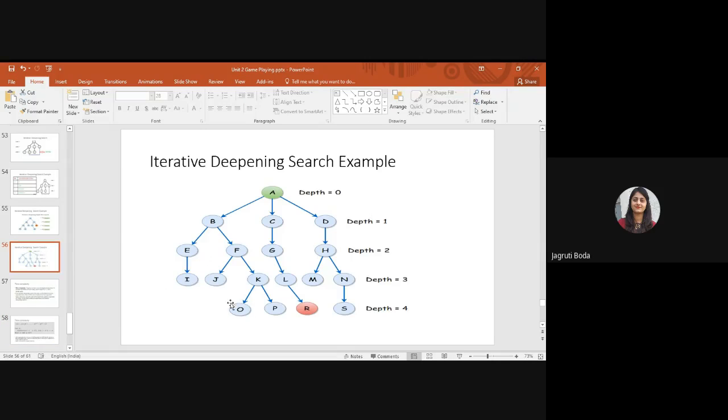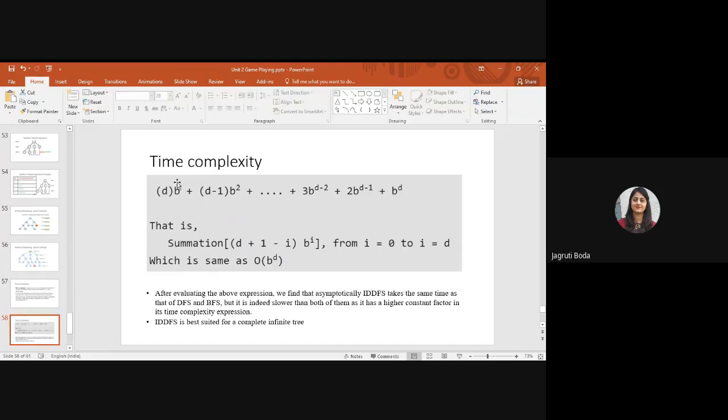We already see this depth level is visited only once. Then we visit the next level twice, thrice, and so on, up to the root level. So we can calculate it in this manner: d times b plus (d minus 1) times b squared, and so on up to the root level. That is a summation. We can sum all these terms and find that it is big O of b raised to d.